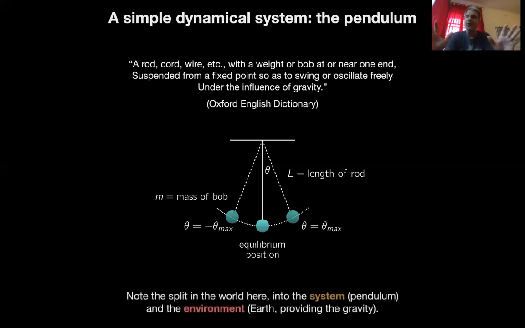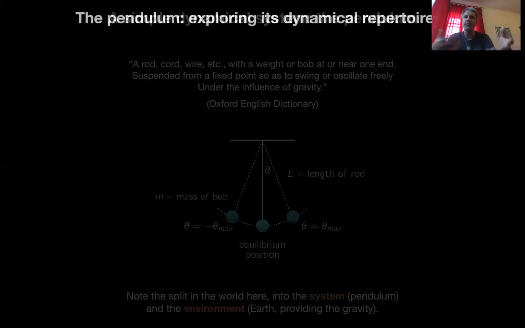And this already shows us one thing. There's a split in the world here. We've separated the system and the environment, the pendulum and the Earth. A pendulum on the moon or on a spaceship is going to work differently than a pendulum on Earth. So this separation, always remember, is always relative to context. Okay? It's a part of formalizing the system.